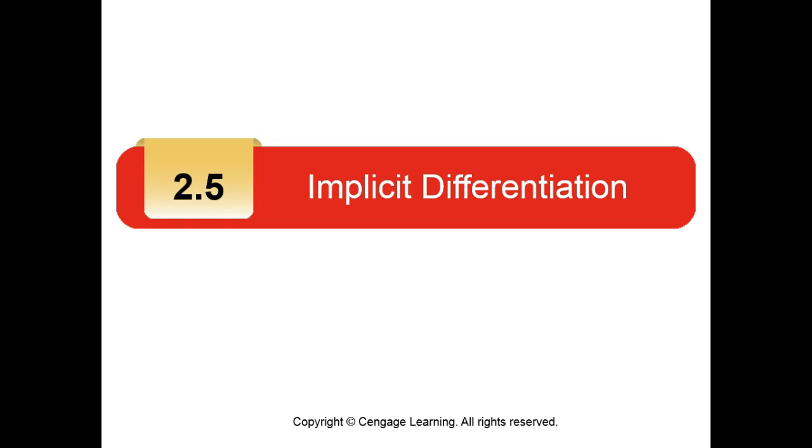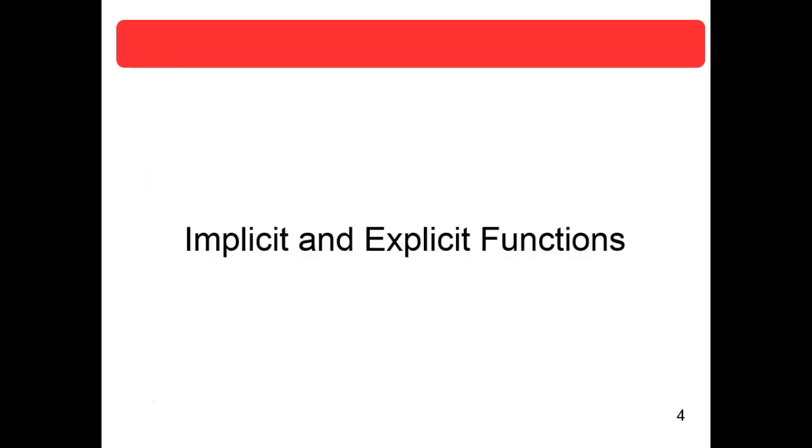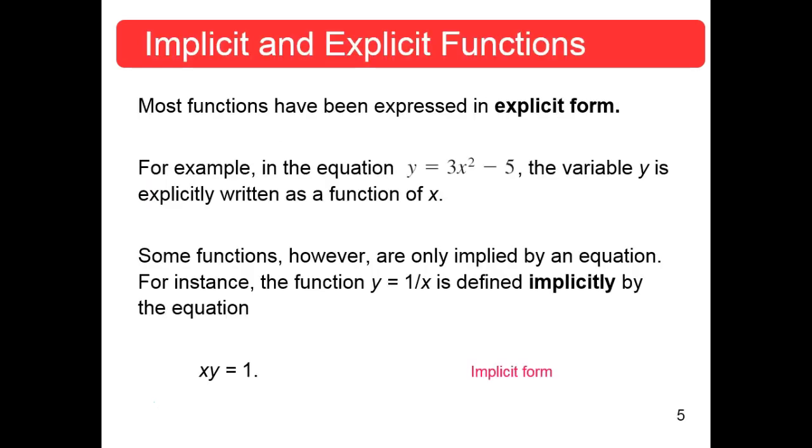any of you have a gut feeling for what's the difference in explicit and implicit? Okay. We'll distinguish between functions when in implicit form and explicit form. That's one of the first things we'll do. Then we'll use implicit differentiation to find the derivative of a function. Okay? And you'll see they are usually written in such a way you can't do it the regular way. But it's a pretty simple process to do it. So let's look at implicit and explicit functions.